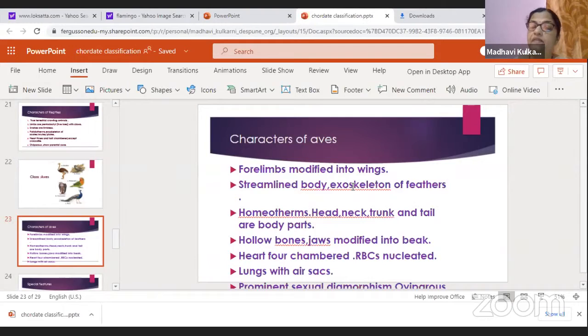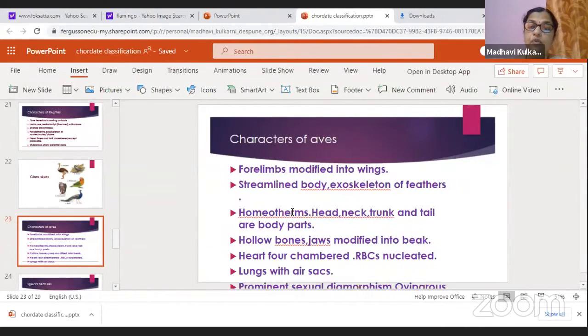All of them have an exoskeleton of feathers. Of course, they are feather light in weight. Even the largest size bird, if you take, is not weighing more than a few kgs. It is the best adaptation for the flying purpose. Their body weight is lighter, and that is possible because of the feathers that form their exoskeleton.